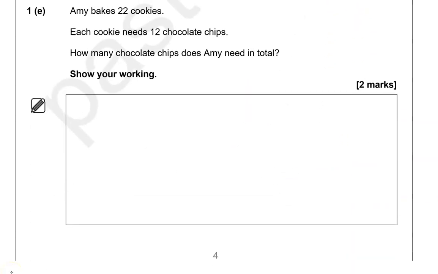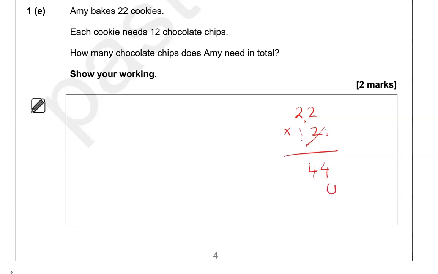Amy bakes 22 cookies. Each cookie needs 12 chocolate chips. How many chocolate chips does Amy need in total? So it's 22 times 12. So 2 times 2 gives us 4. 2 times 2 gives us 4. So we're finished with the units. We're going to move to the tens.